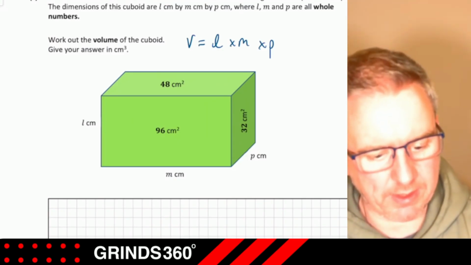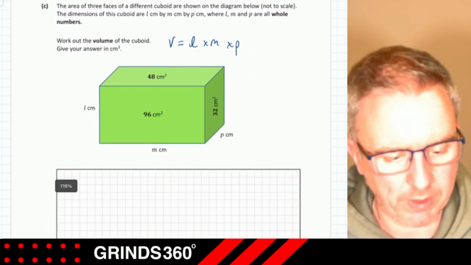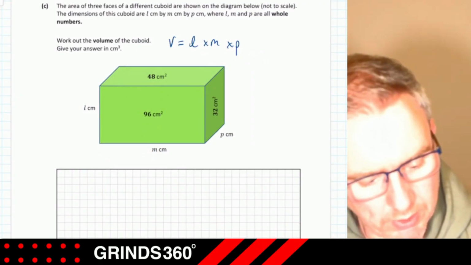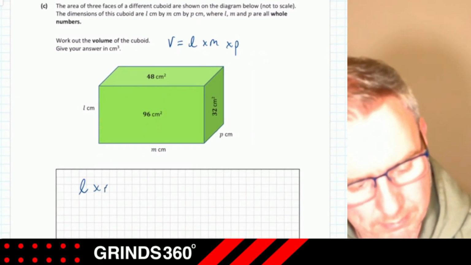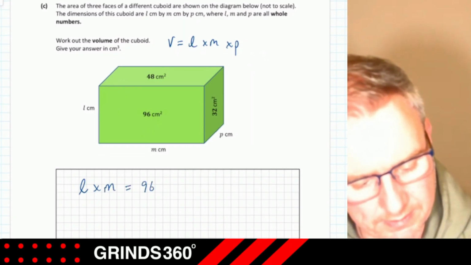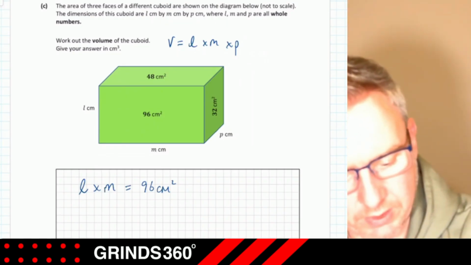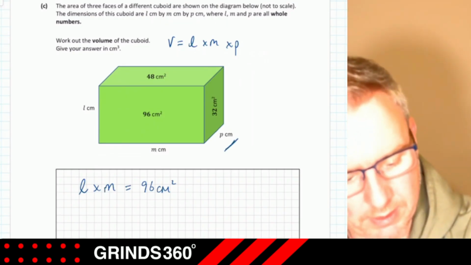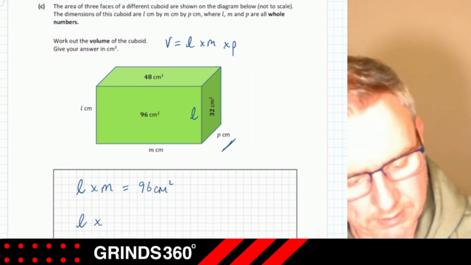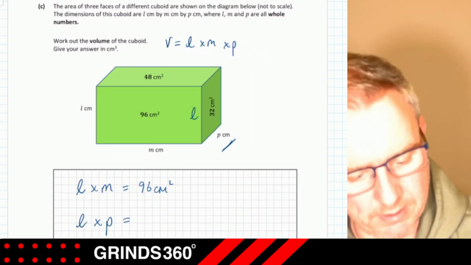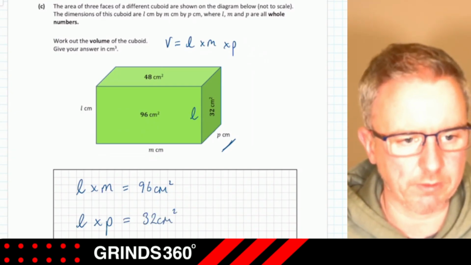And then your next thing is, well, how am I going to get those values of L, M and P? So I come along and I say, right, well, I know that L times M is equal to 96 centimetres squared. And if I look here, I have P here, and I know that that length is L as well. So I know that L times P is equal to 32 centimetres squared.